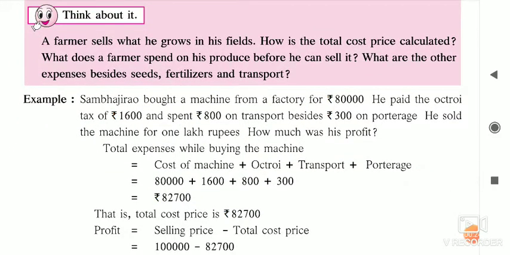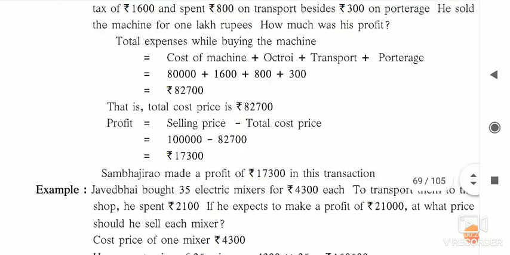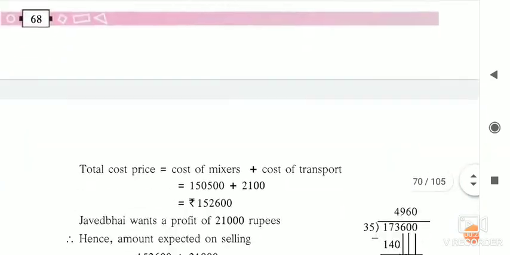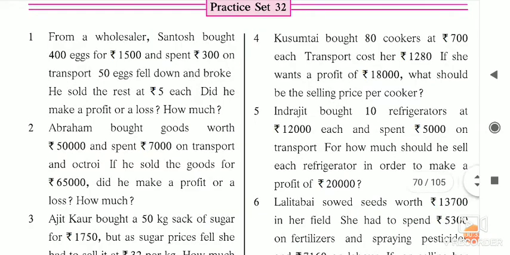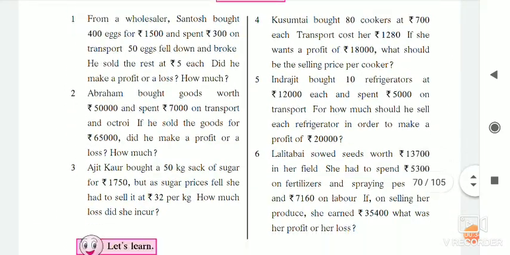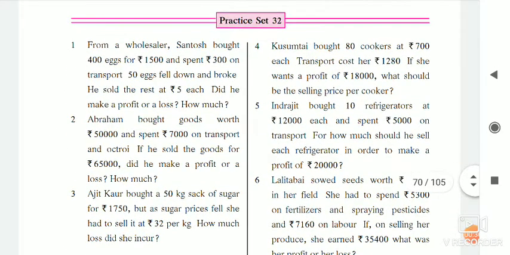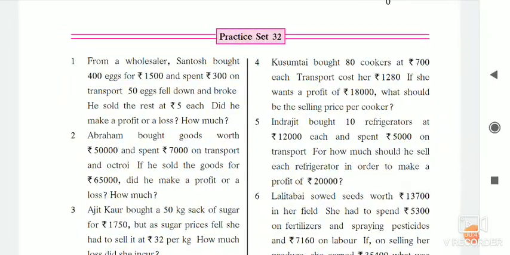After that, any octroi, any transport or porterage, whatever we spend to bring that into the shop, all those things we have to add. And after that we solve these examples. The first three examples we have already solved, and now examples 4, 5 and 6 are left to solve.